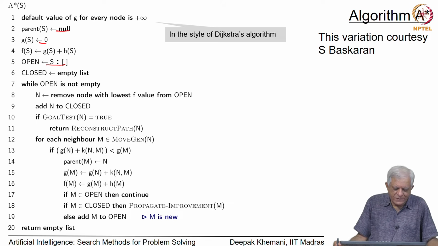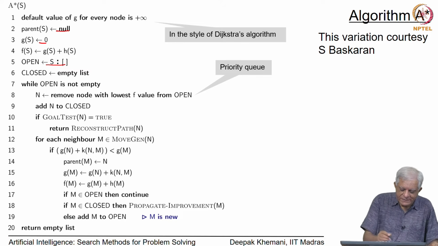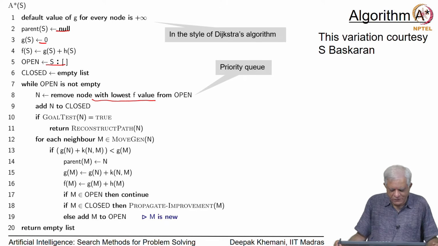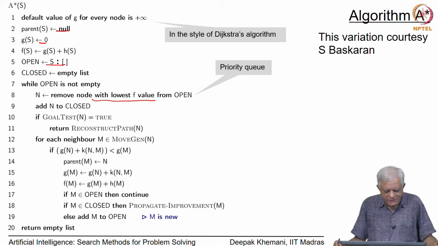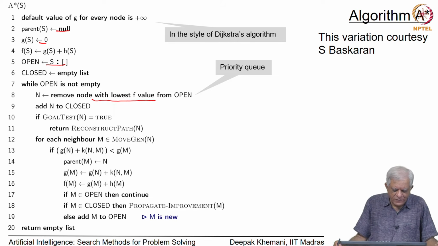And the algorithm is similar to what we did for best first and even depth first search for that matter, or breadth first search: until open is not empty, you remove the node from the head of the open. Remember that we are maintaining open as a priority queue, and in this algorithm it has been expressed as remove the node with the lowest f value, because in a priority queue the node with the lowest f value would come to the head of the queue. So, we remove it from the priority queue and add it to closed.